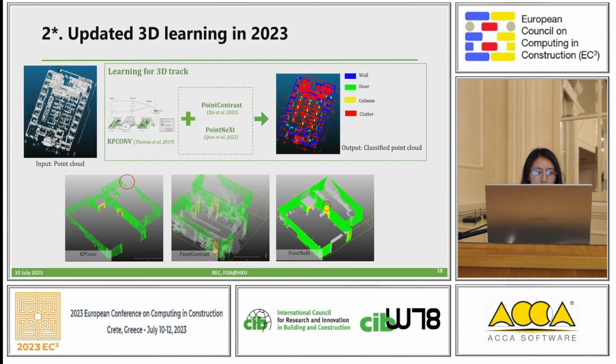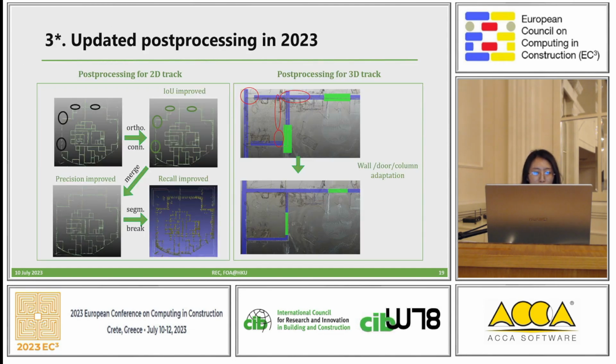For the updates in the 3D learning in 2023, we tested more 3D SOTA DNNs for semantic segmentation, adding PointContrast and PointNet proposed in 2020 and 2022. We found there is no perfect DNN right now that could do very well in all categories and with different settings. So we try to integrate the results of different DNN methods based on their confidence to get higher quality 3D semantic segmentation results.